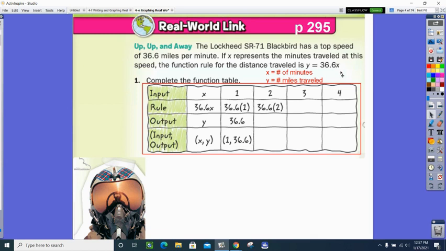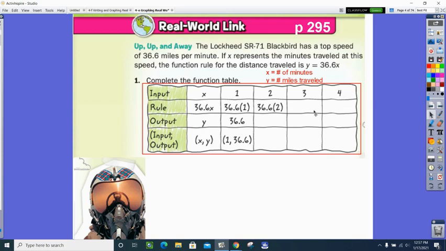We're going to multiply using our calculator, and we're going to put in inputs of 2 minutes, 3 minutes, and 4 minutes. Notice that we're not using negative inputs, because it wouldn't make sense to put in -2 minutes of flight time, okay? So I'm going to pause the video and ask you to put 36.6 times 2. What is that output? And then write what the point would be. Do it for 3 minutes and do it for 4.